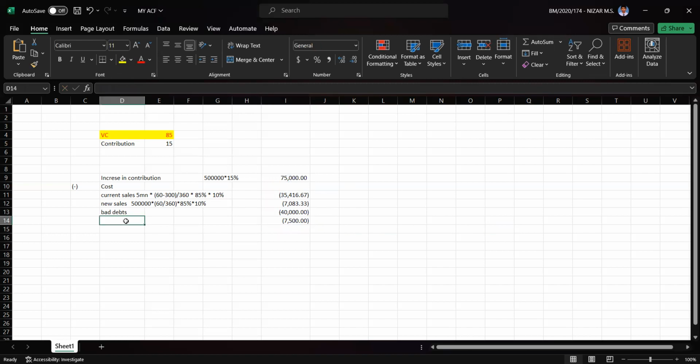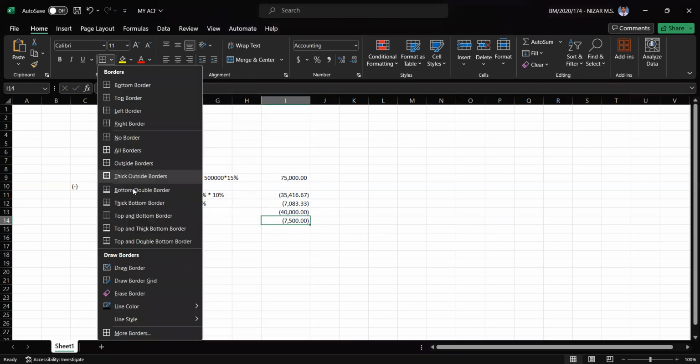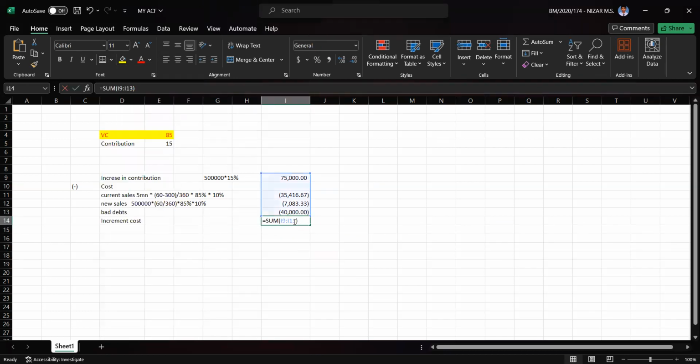You will get an incremental cost that is negative. This is not a revenue benefit; the cost is the negative one. This extended credit period is not beneficial for the firm, right? Therefore, it is not beneficial for the firm.